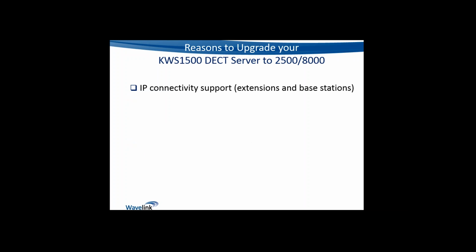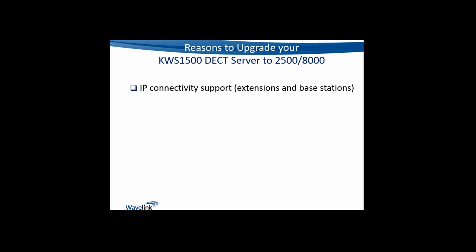Some additional benefits of the current systems, and I'm specifically talking about 2500s and 8000s because they closely map to the equivalent 1500 in terms of the connectivity and all that sort of thing. Obviously there's other IP systems I mentioned as well, but with a 2500 or an 8000 we can also now support IP connectivity. So we can put IP base stations in if we want, we can put SIP extensions and run off a SIP-based PABX, which is really the common thing these days.